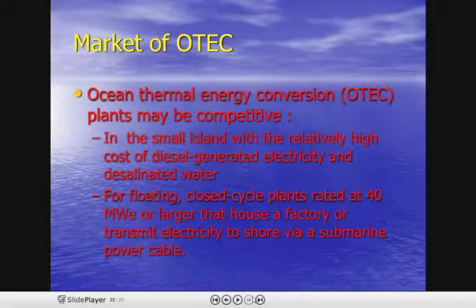The market of OTEC, ocean thermal energy conversion plants, may be competitive in small islands with the relatively high cost of diesel-generated electricity and desalinated water. Floating closed cycle plants rated at 40 megawatts are large enough to house a factory and transmit electricity to shore via a submarine power cable.